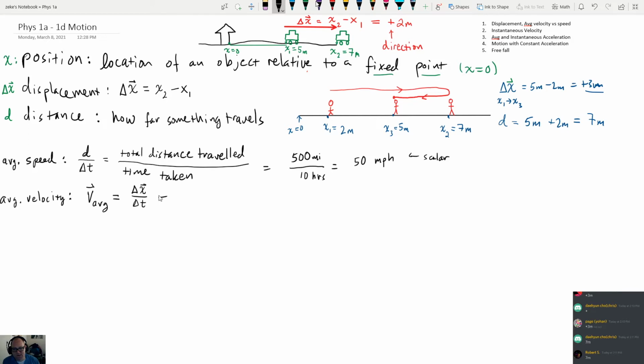So this is a vector, and it might be something like, instead of just being 50 miles an hour like a scalar like this, it might be that you drove 50 miles an hour. You may have driven 500 miles to the east or something like this, so it would be 50 miles an hour east, for example. You have to include the direction for the average velocity, right?